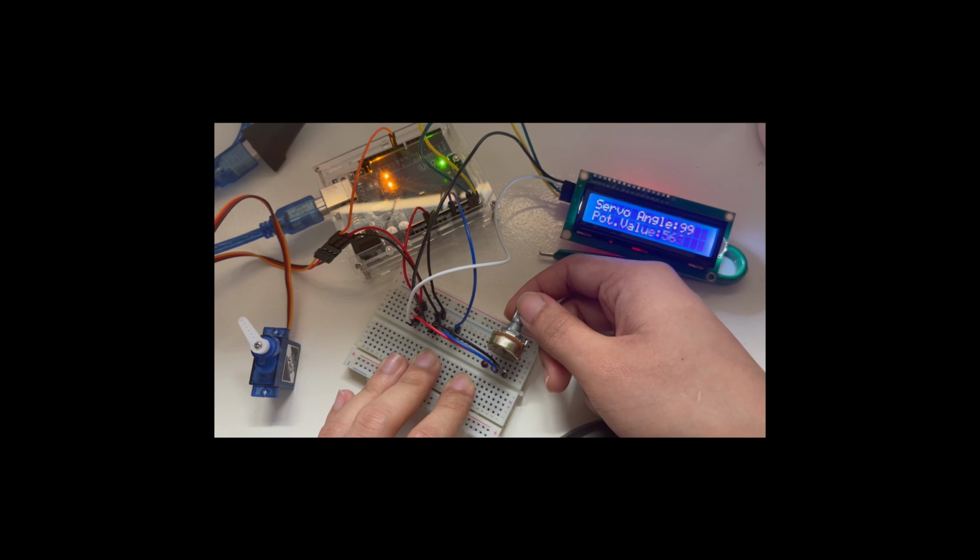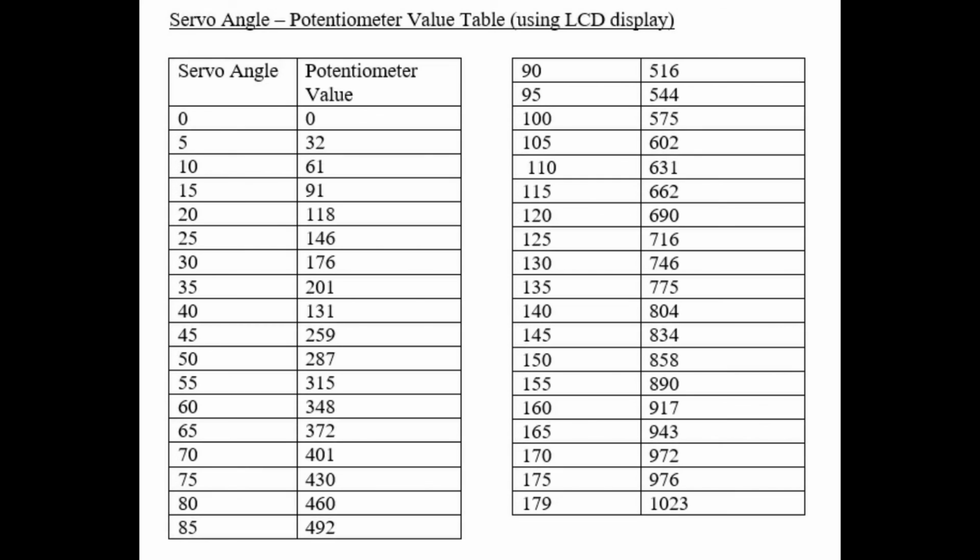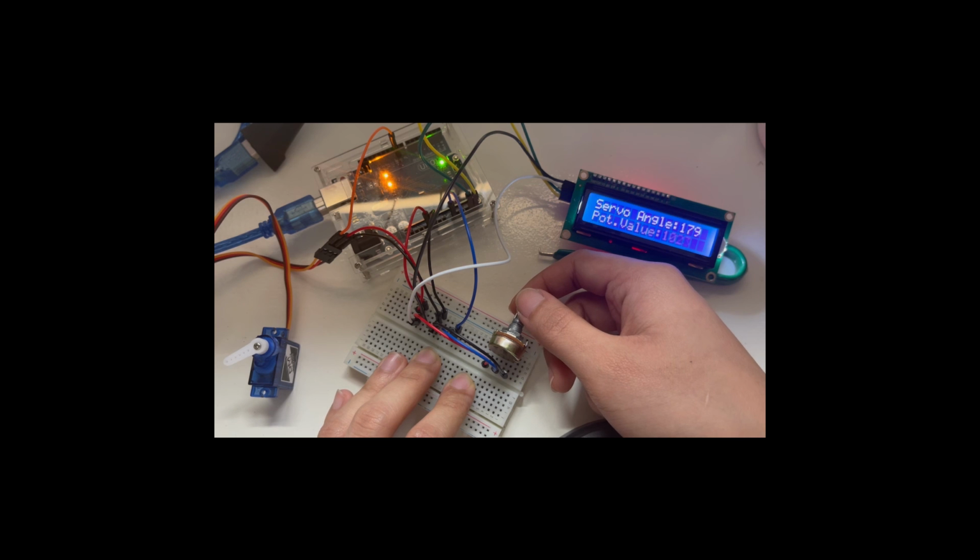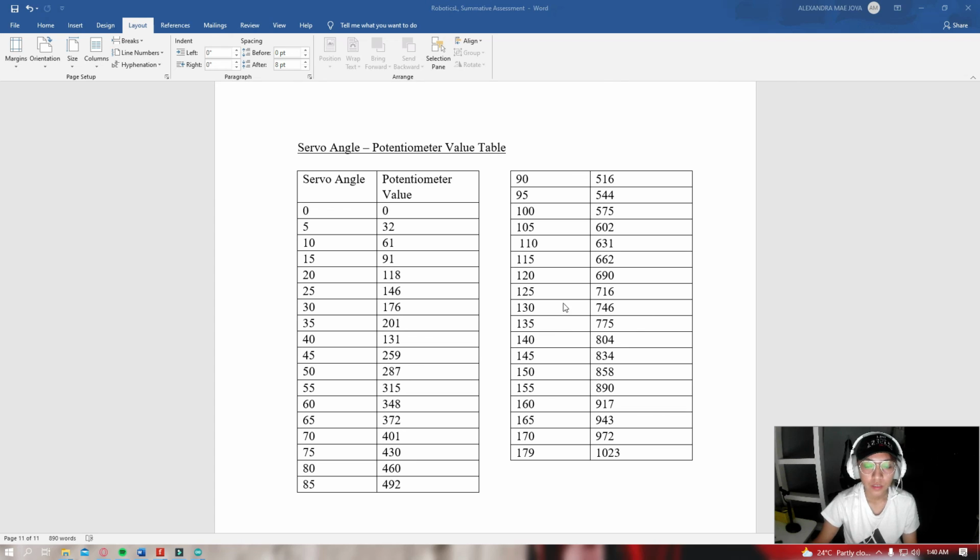95 is 544. 100 is 575. 105, 602. 110, 631. 115, 662. 120, 690. 125, 716. 130 is 746. 135 is 775. 140 is 804. 145, 834. 150, 858. 155, 890. 160, 917. 165, 943. 170, 972. 179, 1023.